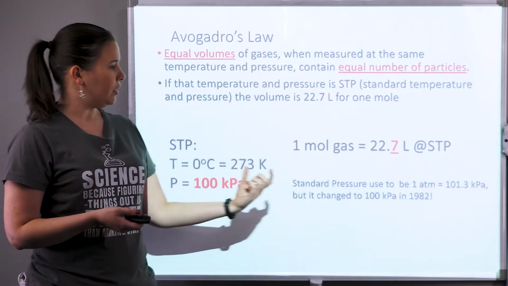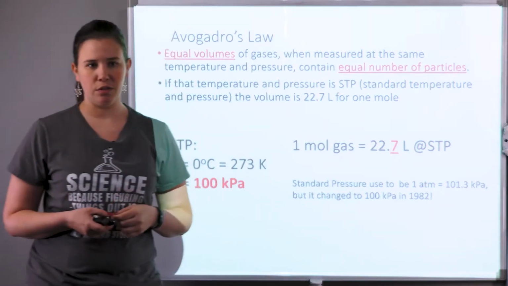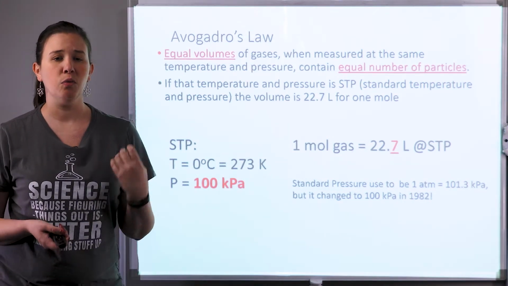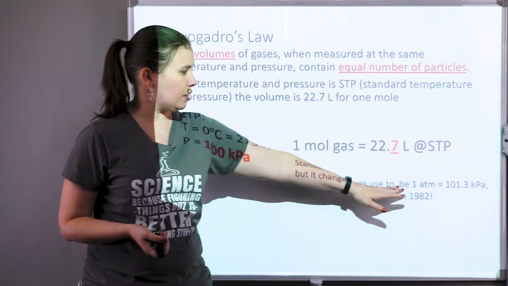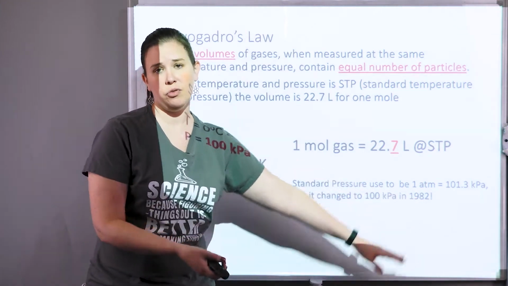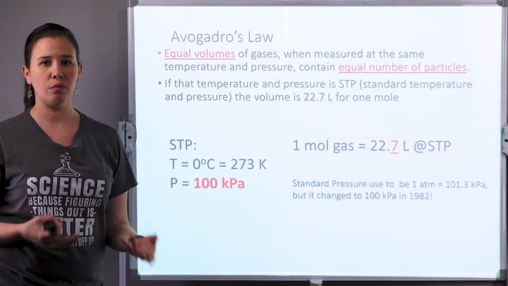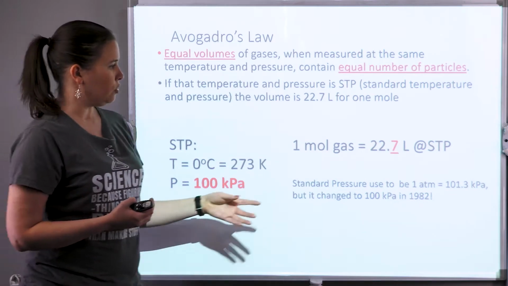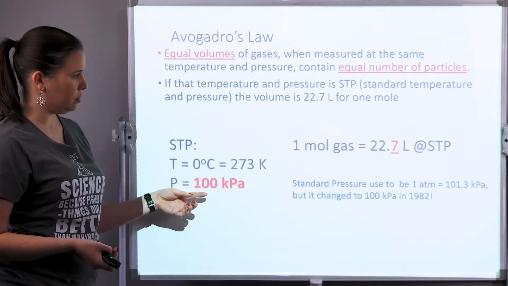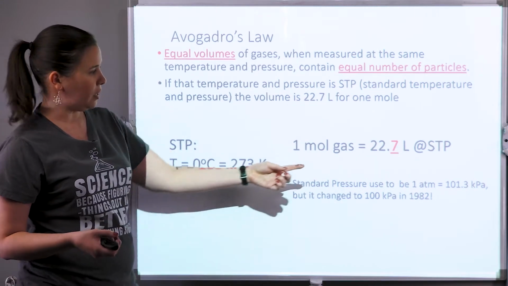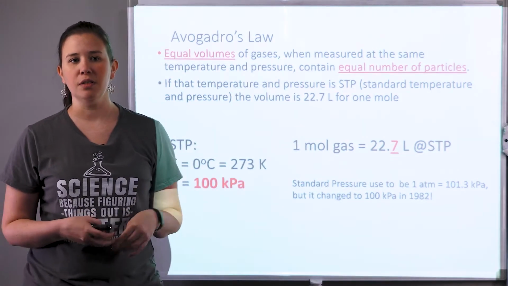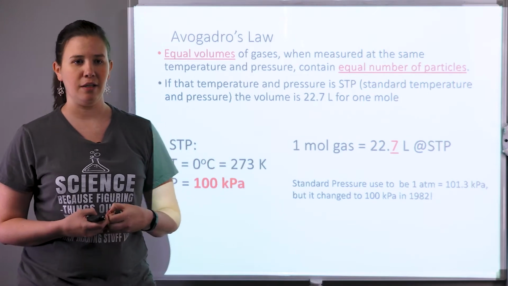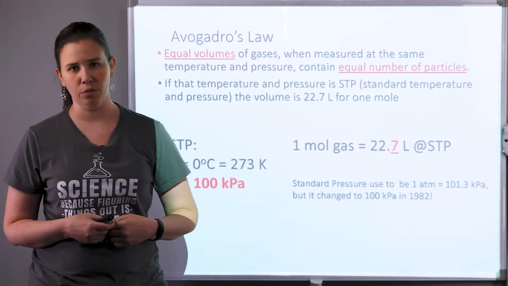Instead of using 1 atmosphere as the basis for standard pressure, it actually became 100 kilopascals, which is close, but not exactly equal to 1 atmosphere. 1 atmosphere is actually equal to 101.3 kilopascals. So if we adjust our standard pressure to be a little lower, the gas will take up a little bit more space, precisely 22.7 liters at the actual standard temperature and pressure.